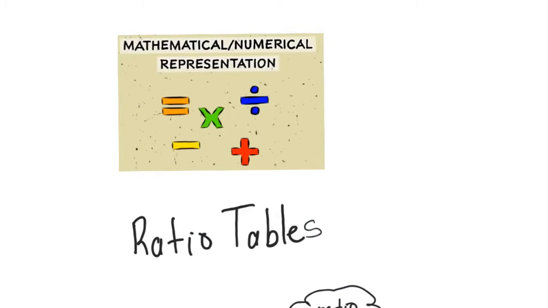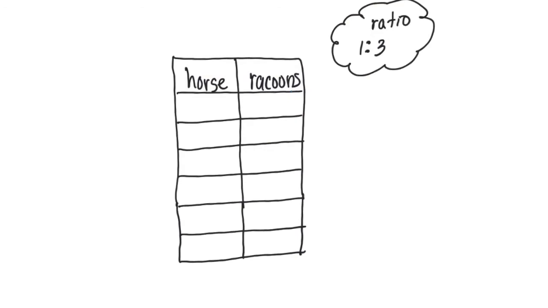Now let's look at how a ratio can be represented using symbols. We're going to use ratio tables to help us organize our information. Your ratio table, like I said, is very helpful to organize not only your information, but it helps you to organize your thinking. So for example, we're going to start adding the information they gave us. For every 1 horse, there's 3 raccoons.